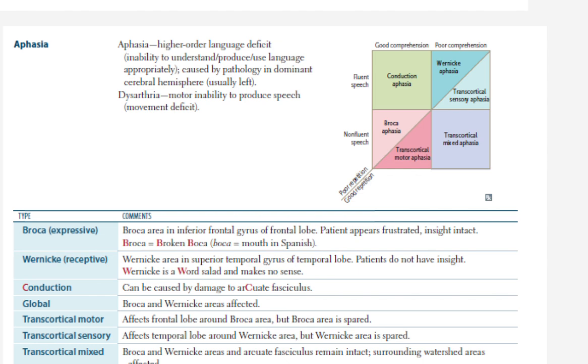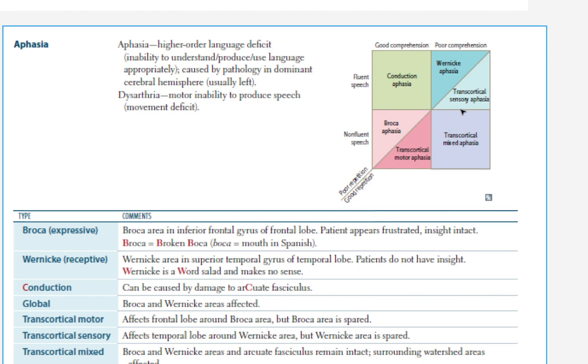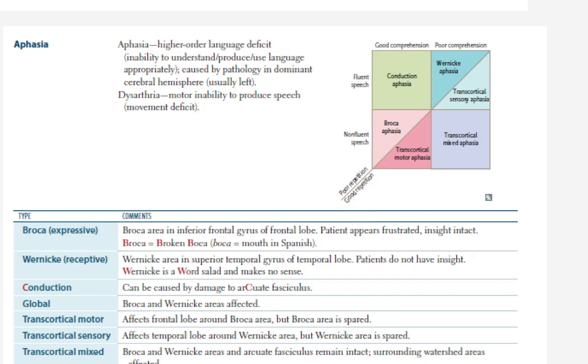So then we look at the transcortical sensory aphasia. This is the mirror image of the transcortical motor aphasia. So Wernicke survives, but surrounding Wernicke, all the other cortex is dead. So the patient cannot understand but speaks fluently. But repetition again remains intact. It looks like Wernicke, except repetition is preserved.